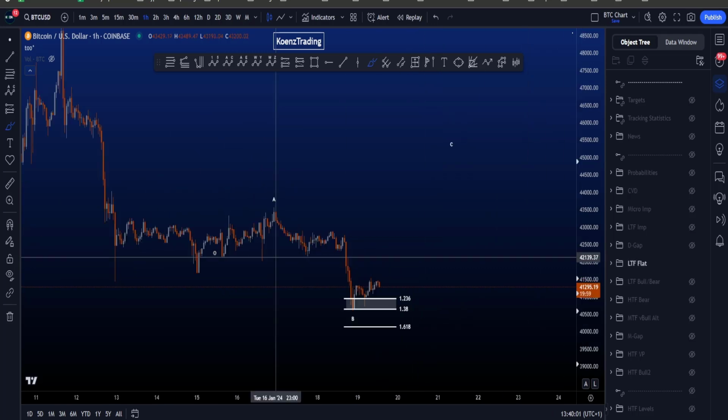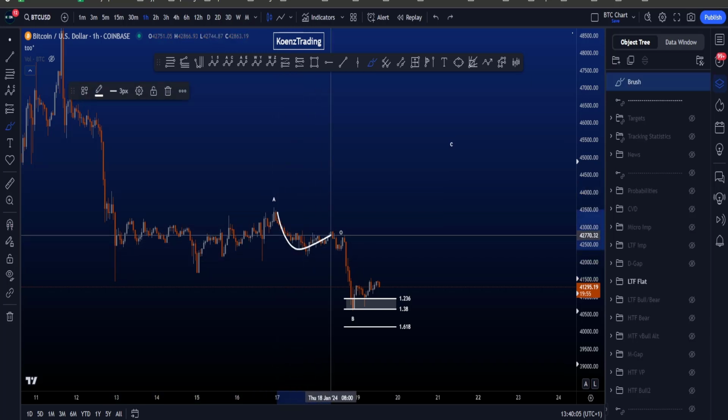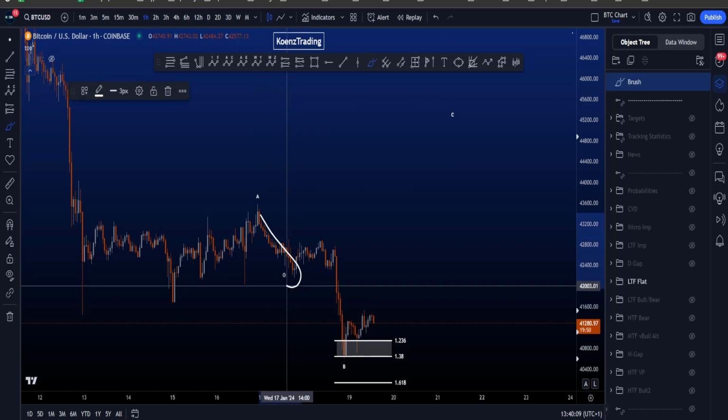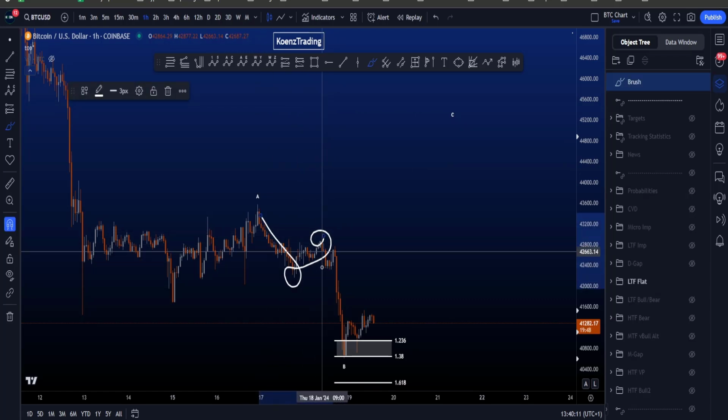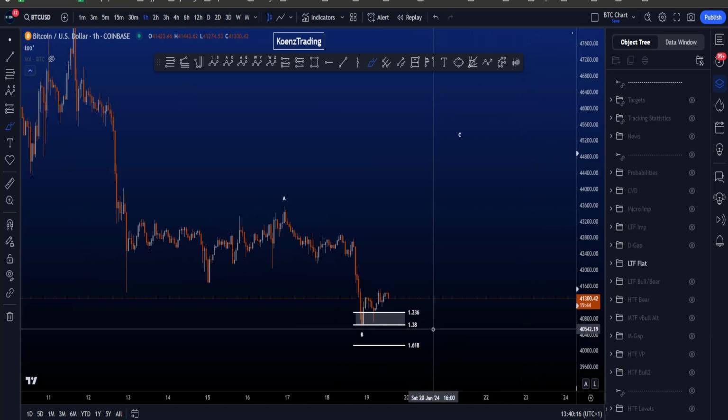And this is the flat scenario that I was talking about. Here we have a 3-wave structure to the upside in wave A, and we are then looking for a zigzag to the downside in wave B, where wave A is already finished. Wave B is also finished, and we are looking for a 5-wave structure to the downside in this wave C.